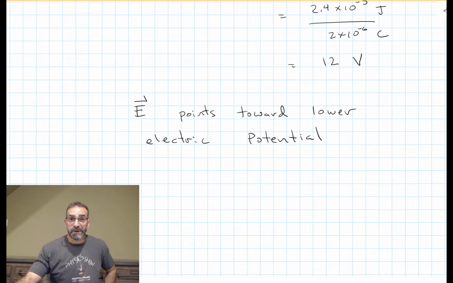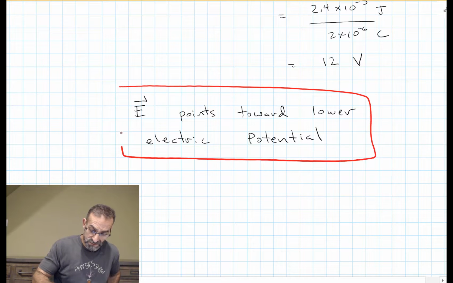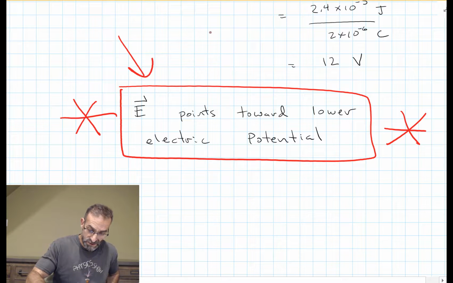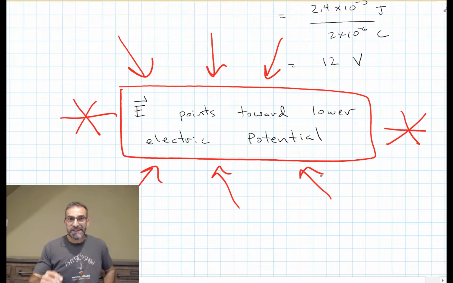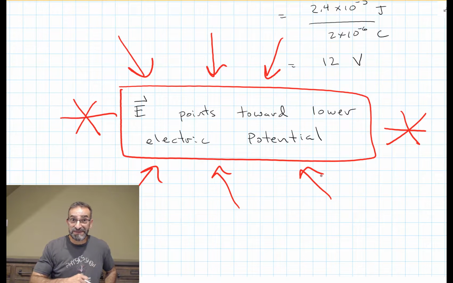The thing you should remember is that the electric field always points toward lower electric potential. The electric field points toward lower electric potential. Let's put a red box around that. Maybe we should put some stars there too. Don't forget that. The electric field always points in the direction of lower electric potential.